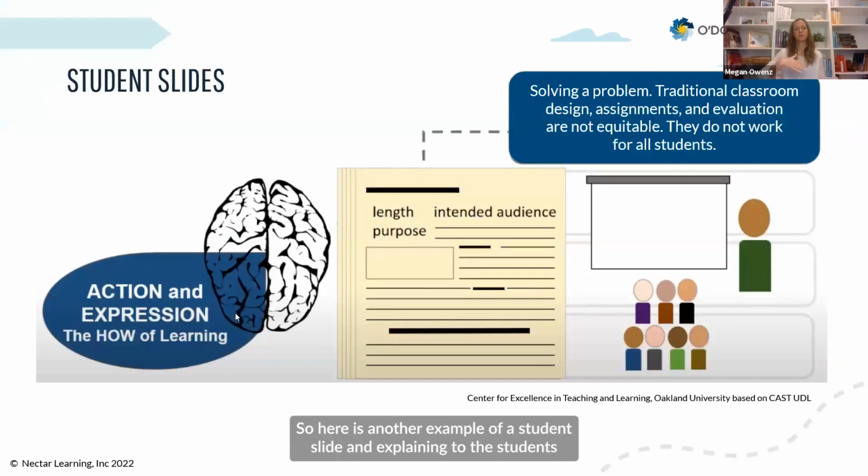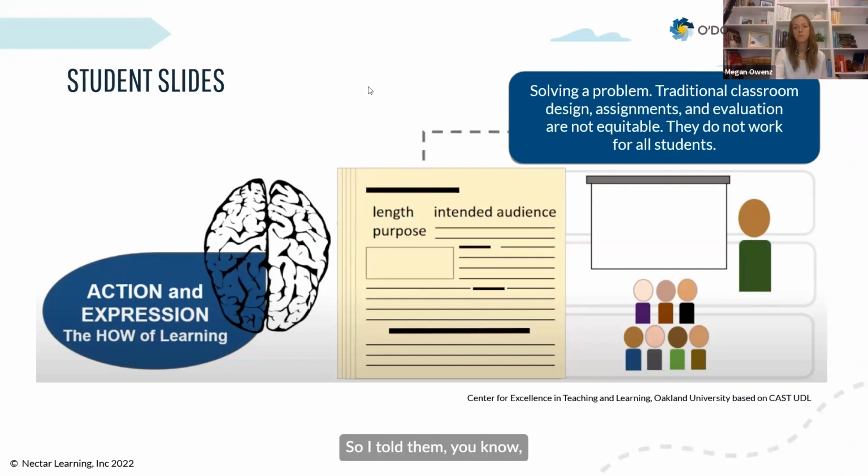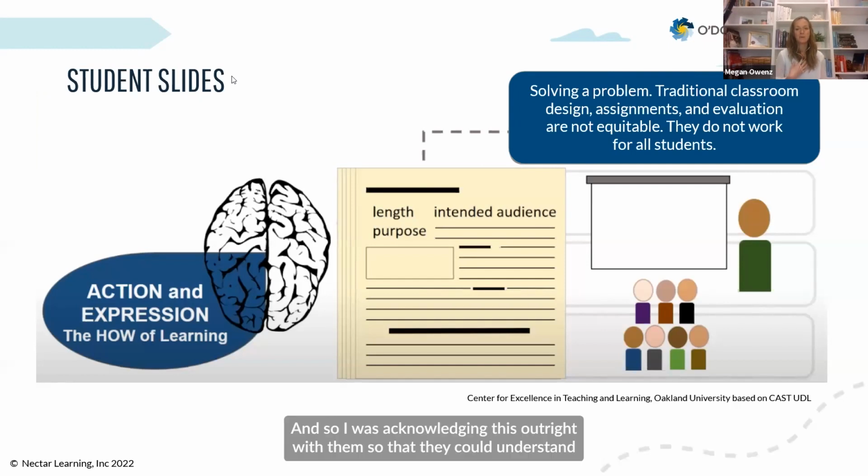So here is another example of a student slide explaining to the students what universal design for learning is and what providing multiple methods for an assignment might look like or might mean. So I told them, UDL is attempting to solve a problem. And I acknowledge that the traditional classroom design, assignments and evaluation methods are not equitable. Right? They don't work for all students, and students know this, right, on a deep level. And so I was acknowledging this outright with them so that they could understand why I wanted to do this collaborative syllabus.